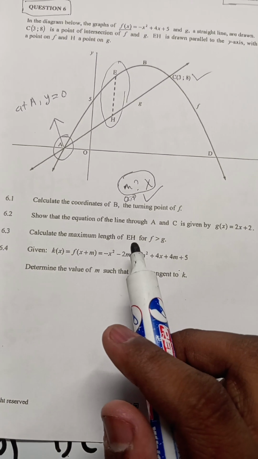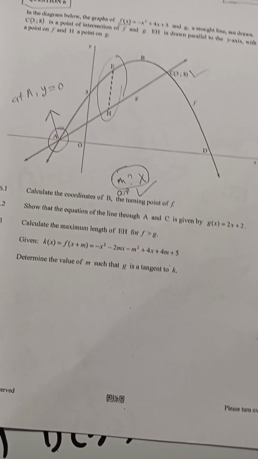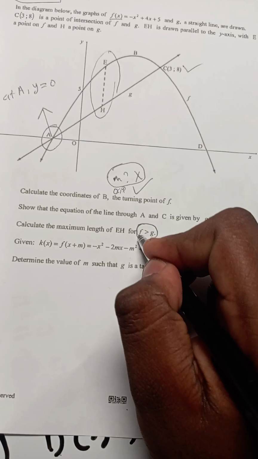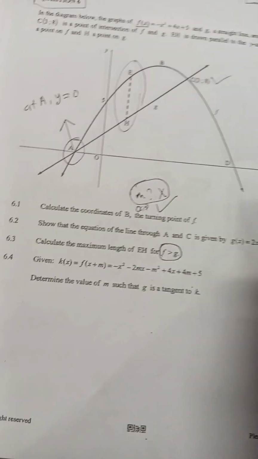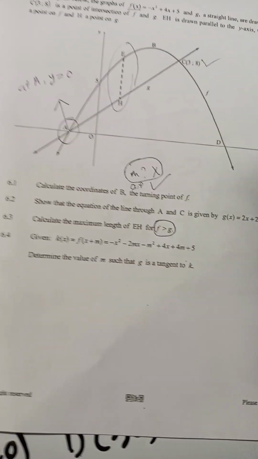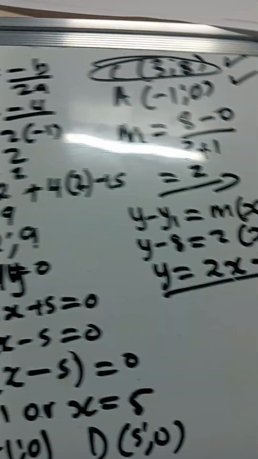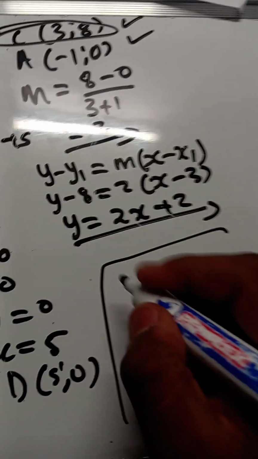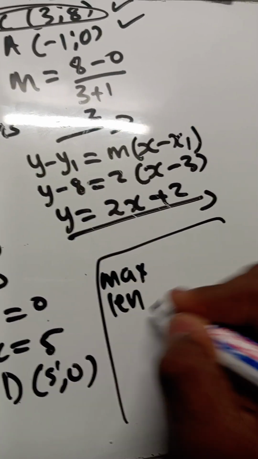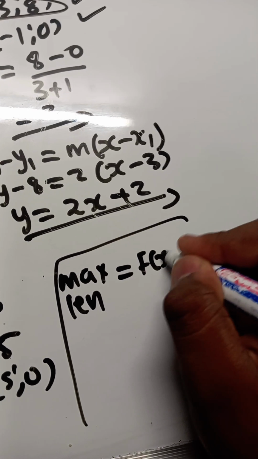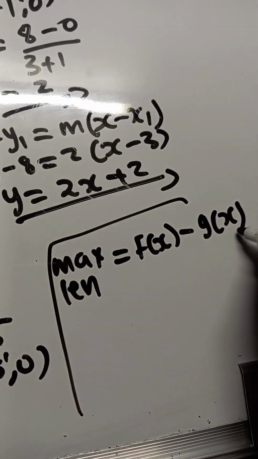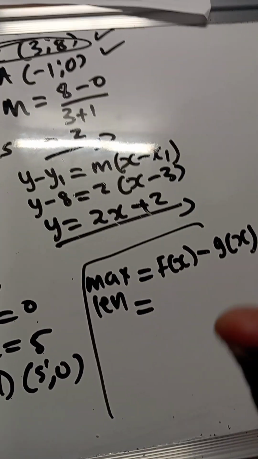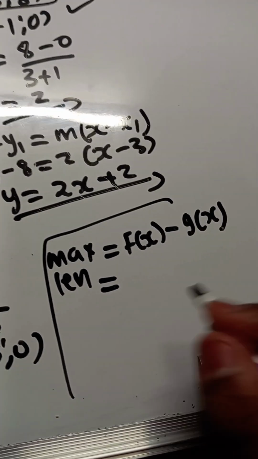Calculate the maximum length EH for f is greater than g. This one is very important. When they say that f is greater than g, it means that f has to be above g. So when you're going to do the maximum height, you're going to say f minus g. So to do this question, we are going to start by saying max length equals f of x minus g of x. But when I'm going to write my mathematics, I'm just going to simplify everything, because just imagine me opening a bracket for 2x plus 2. So I'm going to simplify everything.